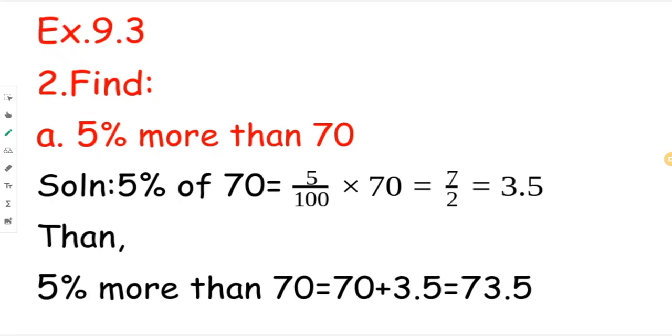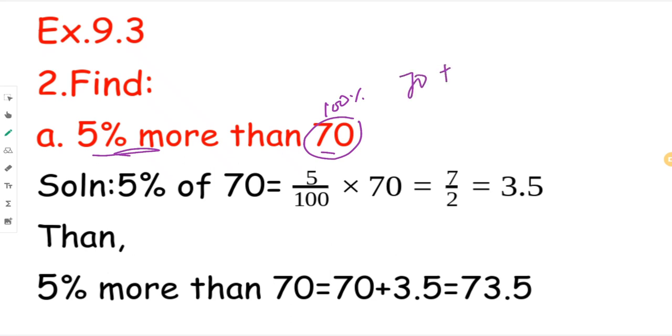3.3. Question number 2, find 5% more than 70. So remember, this is your 100%. They're asking us 5% more than 70, right? So what do we do? We'll first find the 5% of 70. Once we get it, we just have to add it to this 70, right?